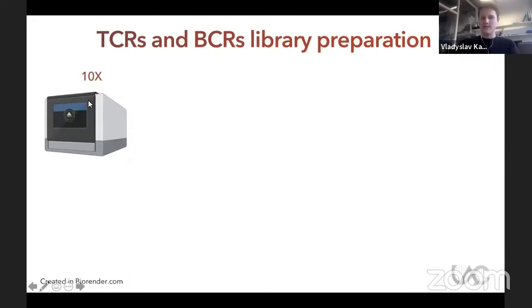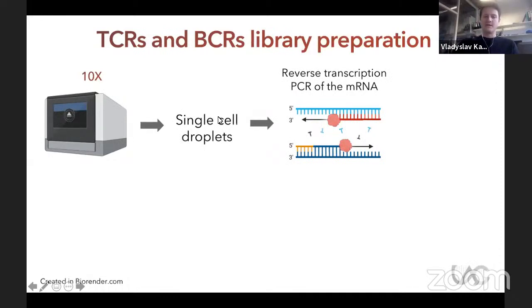This machine enables us to generate, with the help of the microfluidics principle, single cell droplets. And in each of the droplets, you would have enzymes, beads, microparticles, and of course, a cell. Afterwards, when you generate your single cell droplets, you may do the reverse transcription PCR of the messenger RNA, because that is what we are targeting in the RNA sequencing method.